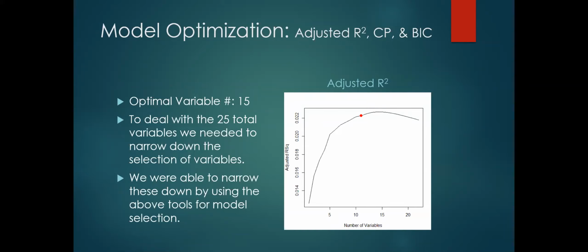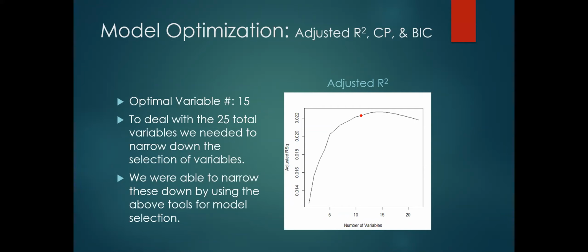So what we did then was decide to use these model optimization techniques. We used R-squared, Cp, and BIC. The reason we did this is because when you have more predictors, you're automatically going to get a lower RSS. So when we use these optimizations, they introduce a penalty to find the correct number of predictors that we should use. And all of these got us different predictor numbers.